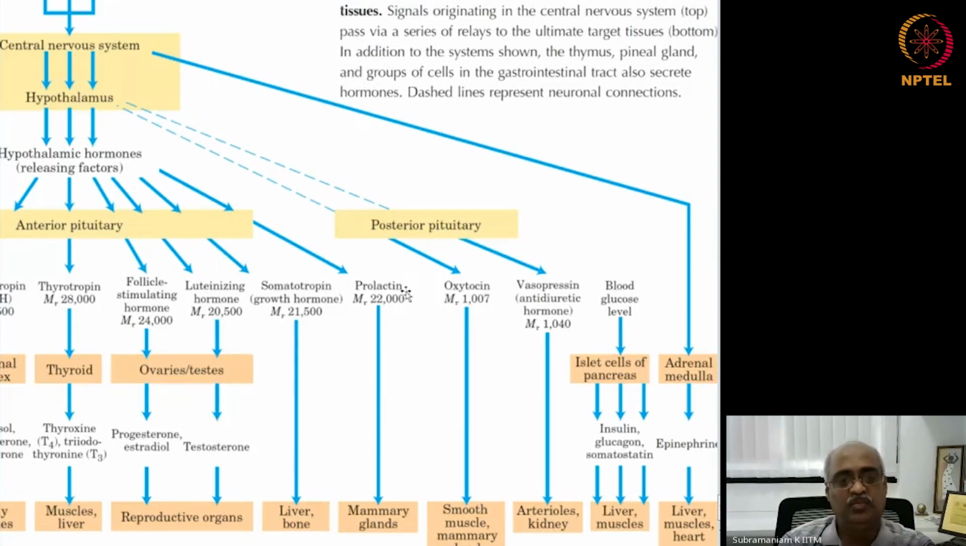For example, prolactin. This is a fourth variety I should highlight. This is a hormone that is produced in response to the hypothalamus by the anterior pituitary, but it doesn't go and act on any other endocrine gland. This prolactin produced by the pituitary directly goes and stimulates the mammary glands to produce milk. So that is the fourth variety.